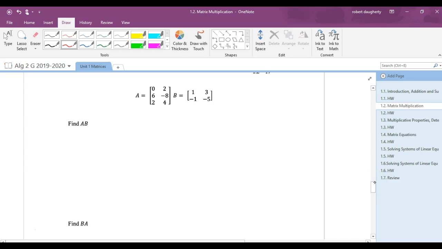Let's look at another example. I got two matrices, A and B. First step is to write down the dimensions and determine if it's valid. So what are the dimensions of A? A is 3 by 2, B is 2 by 2. Because of those numbers matching, I can do the multiplication. What would the answer be? It's a 3 by 2 matrix. So the answer is going to be AB. It's going to have 3 rows and 2 columns.